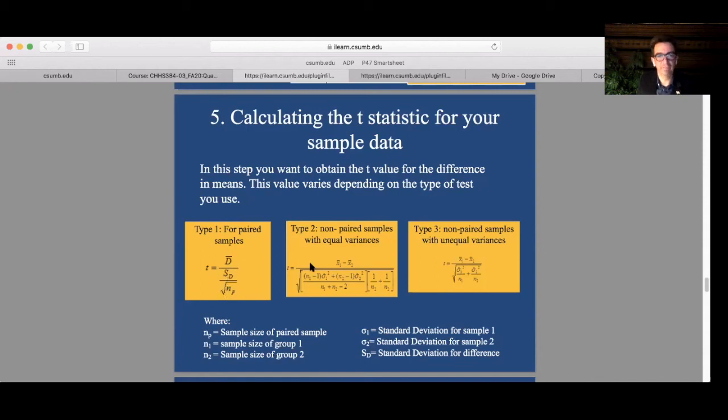That will be simple. When you have two non-paired samples with equal variances, then it gets a little more complicated. As you see here, you would do this. And if you are assuming unequal variances, you would do this. Now, we are not going to do this because we are in the 21st century and we have Excel to do that for us, right? But this is what Excel would be doing in the background to calculate the t-statistic for your sample.